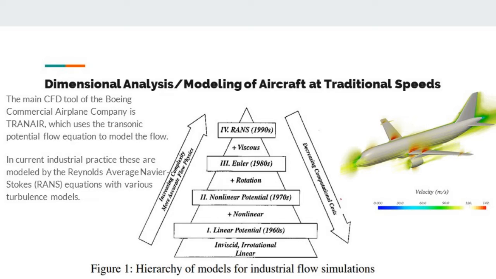So for example, in current industrial practice, the Reynolds-averaged Navier-Stokes, or RANS, equation is used. By looking at the chart in the middle, we can see that the RANS is the most accurate due to its complexity, but because of this, the RANS is also the most expensive as well. Although speeds that are above traditional speeds require an even more complex computational tool, and because of this, it will also be even more expensive.